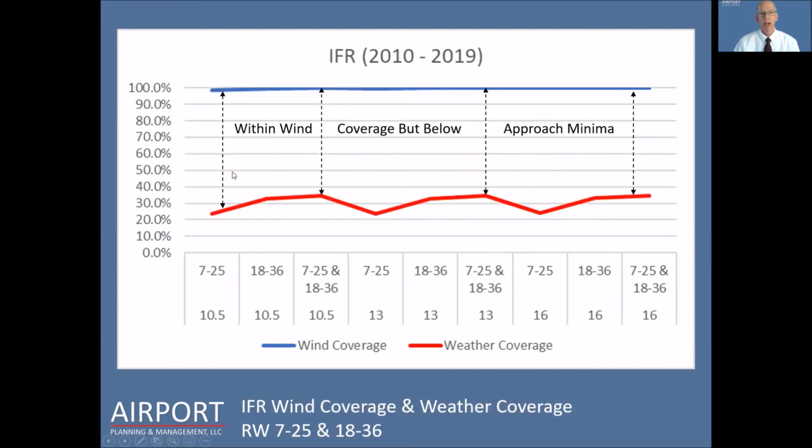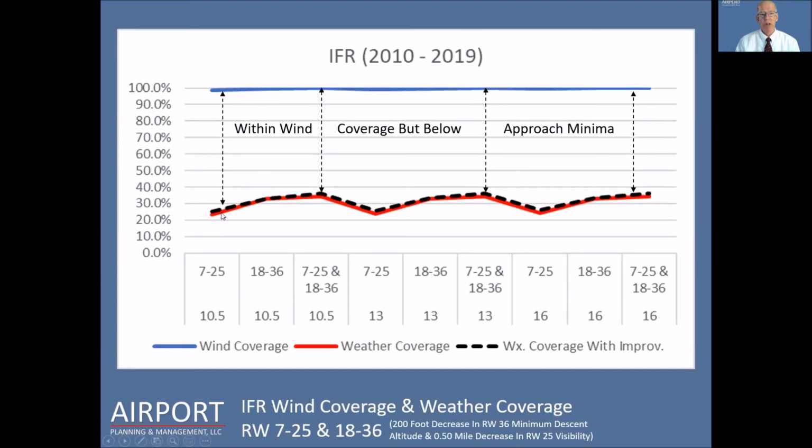This is even more telling during IFR conditions. IFR conditions are typically low wind speed, so of course you'd have very high wind coverage. IFR is also low ceiling, high dense sky cover, low visibility. So the amount of time during IFR conditions, weather coverage, when the runways can actually be used, is down here at 22 to about 35%. That's a significant decrease. What can we do about it?